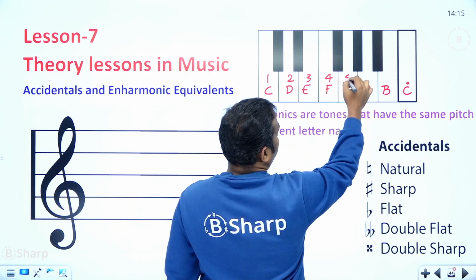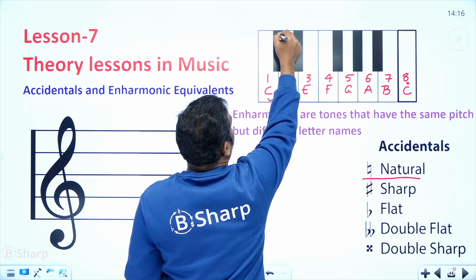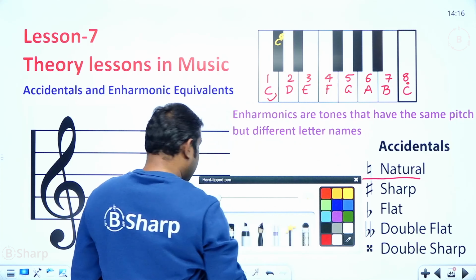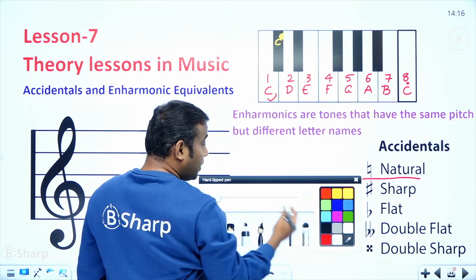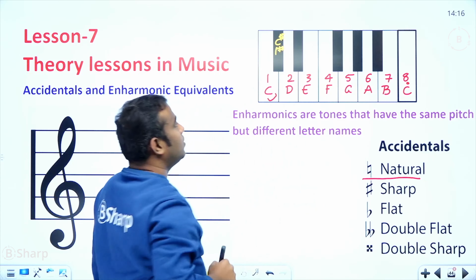If you want to state something as a natural on the sheet, sometimes we need to play both this C and also a C sharp. So we may be stating that we are going to play the C sharp also. Or instead of saying C sharp, there is the number 1, so we can write 1 sharp. In that way also we can do it.